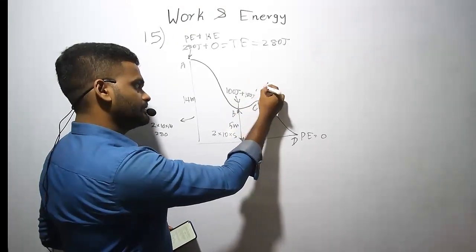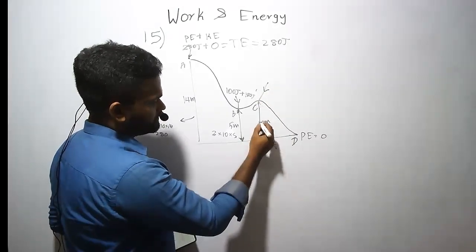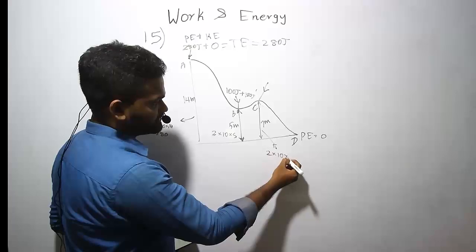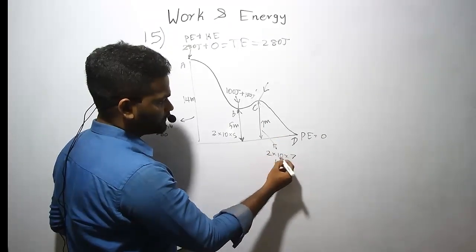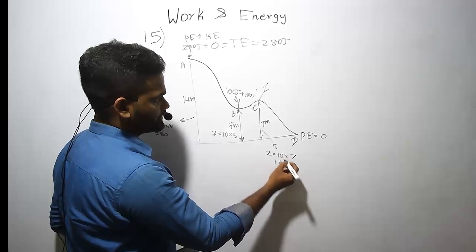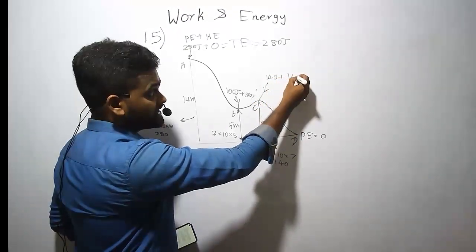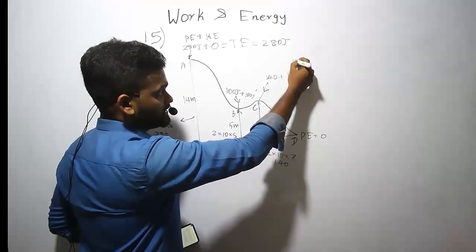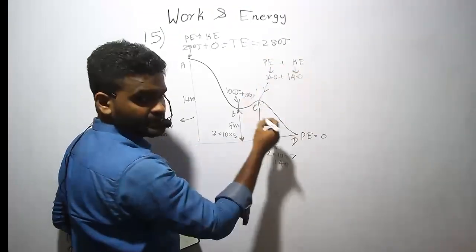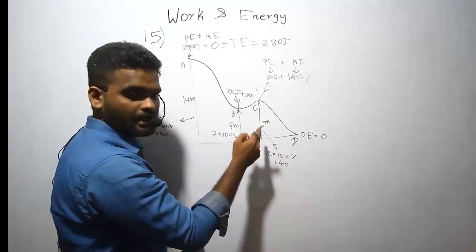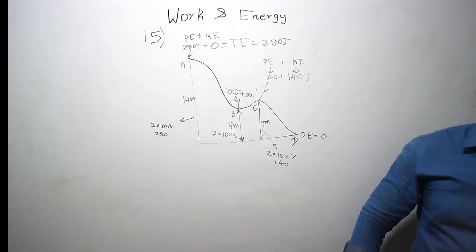Then let's think about here. Here, mass is 2, acceleration g, h 7. So you get 140 as potential energy. Another 140 should be kinetic energy. This is potential energy. This is kinetic energy. So what they ask is kinetic energy at C. Yeah, answer is 140 joules.